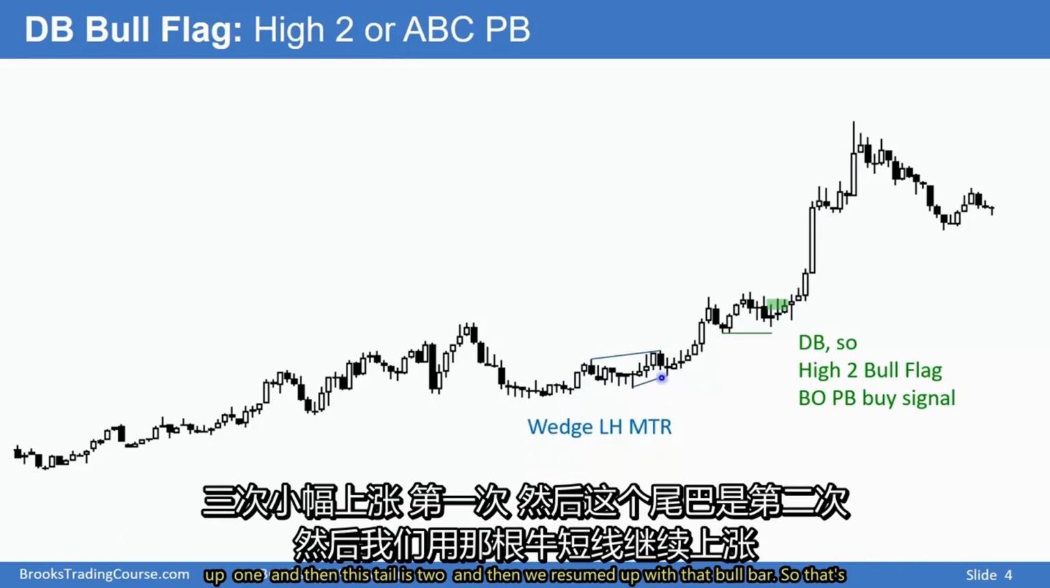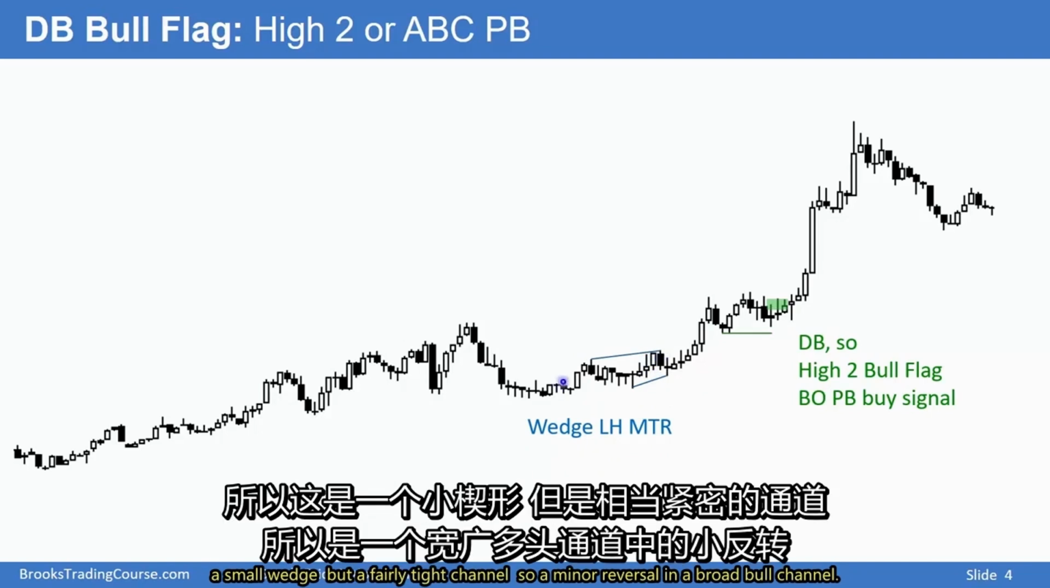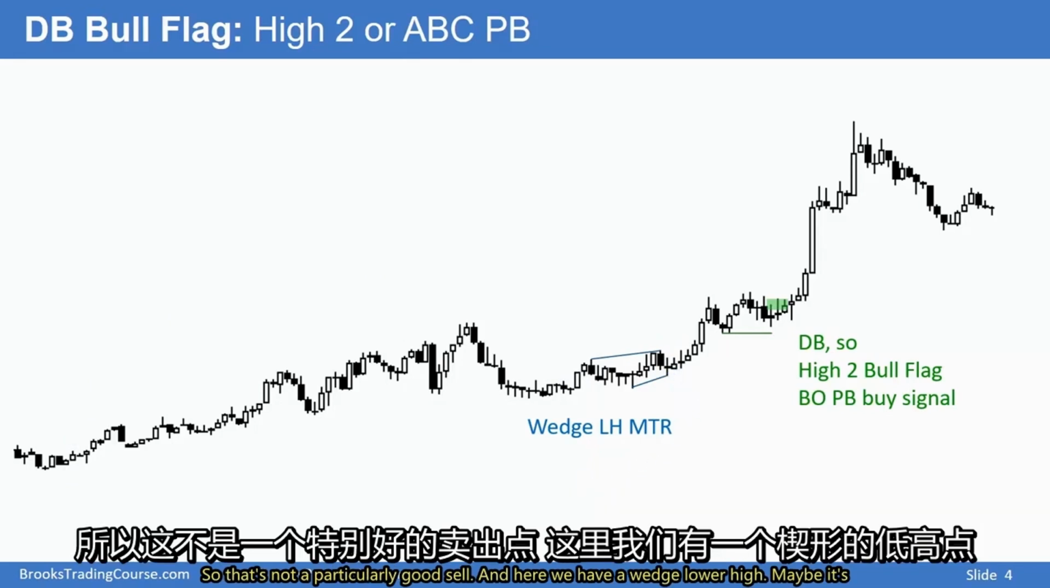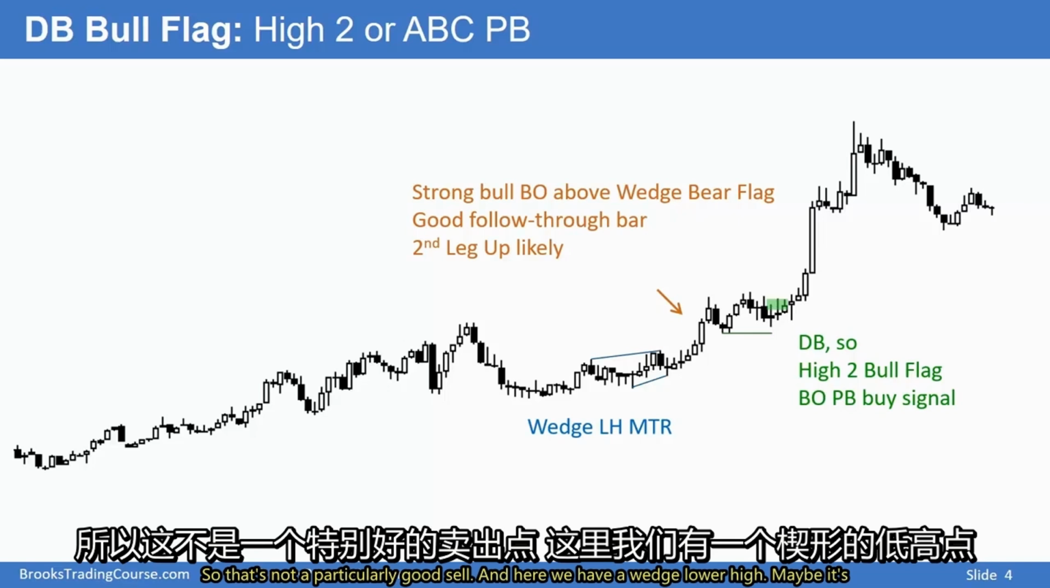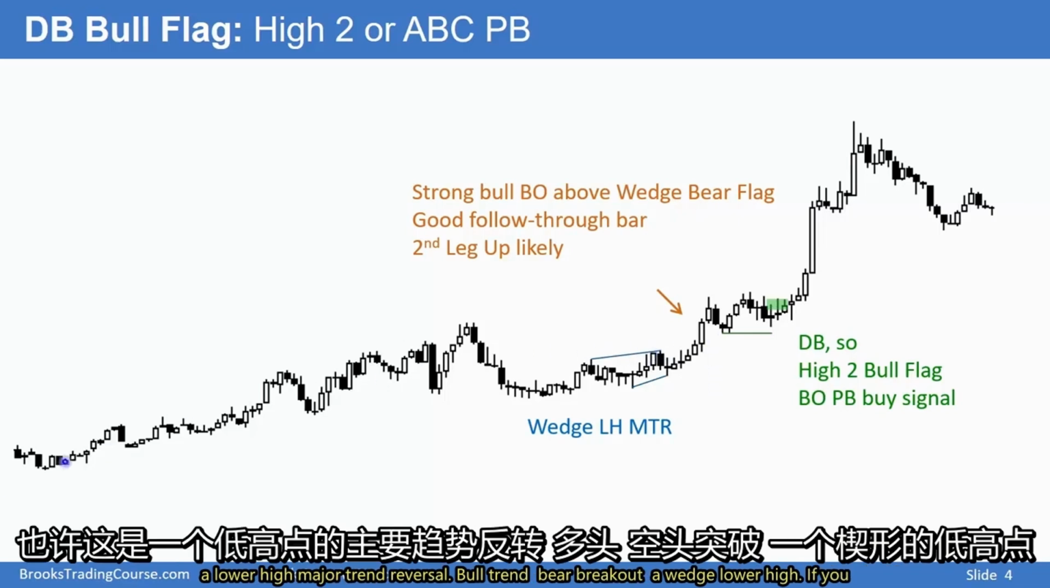3 small pushes up, 1, and then this tail is 2, and then we resumed up with that bull bar. So that's a small wedge, but a fairly tight channel, so a minor reversal in a broad bull channel. So that's not a particularly good sell. And here we have a wedge lower high. Maybe it's a lower high major trend reversal. Bull trend, bear breakout, a wedge lower high.